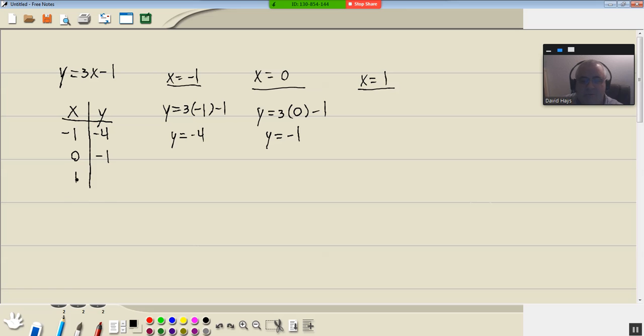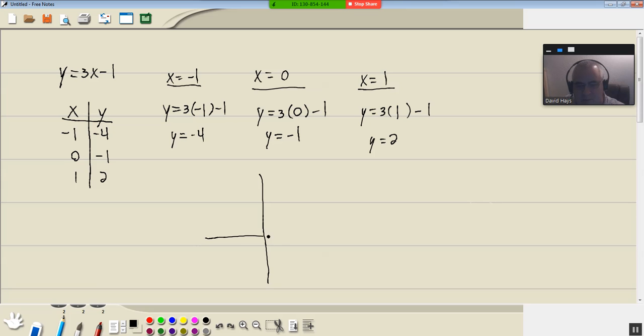And then I plug in x equals 1. So I'm going to have y is equal to 3 times x, so I put parentheses where the x was, minus 1. And this time we said x is equal to 1, so I put a 1 in here. 3 times 1 is 3, minus 1 is 2.